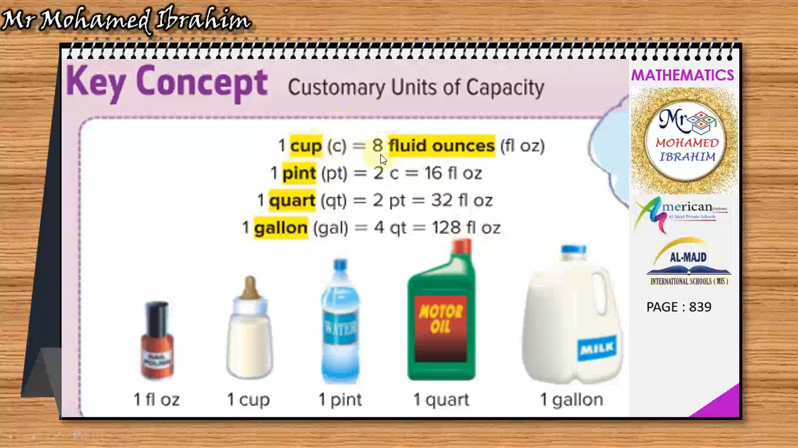One cup contains 8 fluid ounces. One pint contains 2 cups. One quart contains 2 pints. 1 gallon contains 4 quarts.